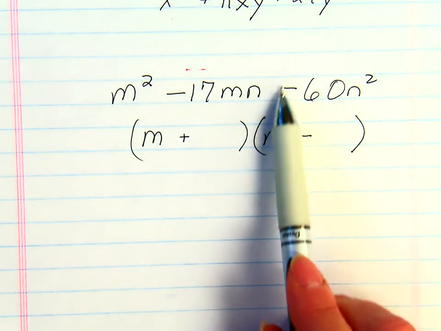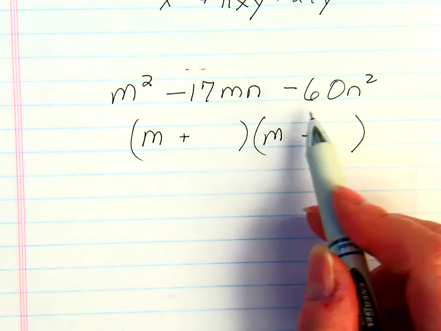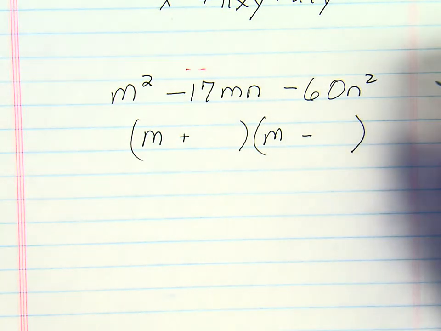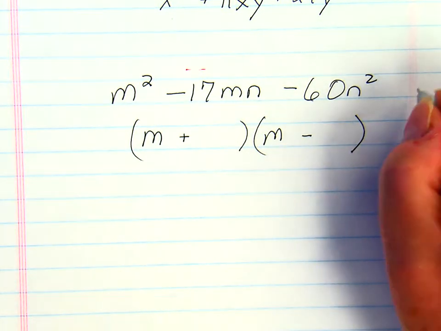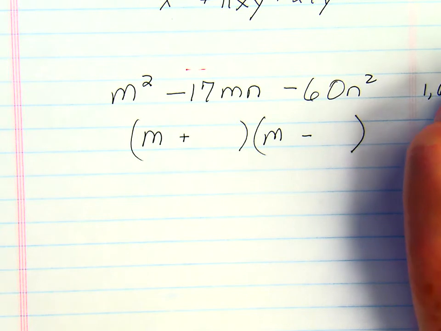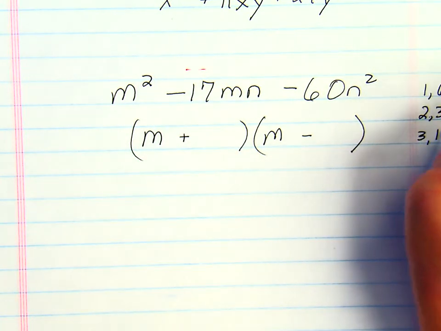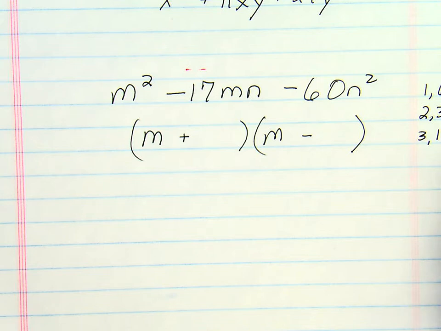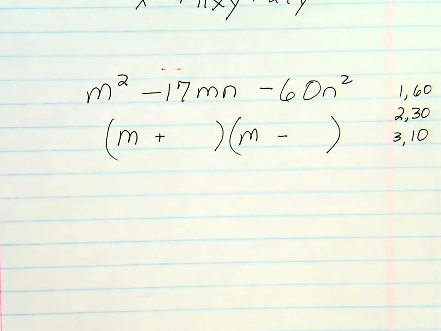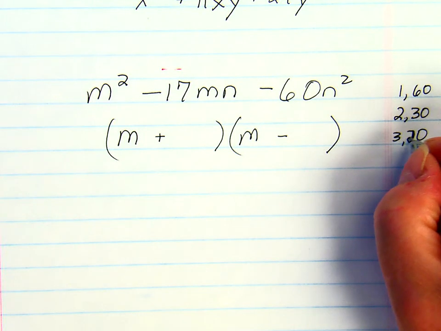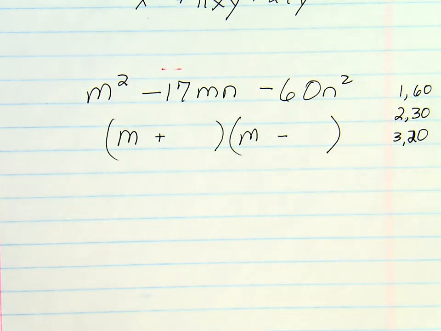I can always tell by my negative c. Okay, so now I'm looking at having a negative and a positive, so I have to look at it a little differently. So my factors 1 and 60, now that's not going to do it. 2 and 30, that's still not going to do it. 3 and 10, yeah, that's not going to do it. Well, since 3 and 10 don't work anyway, it's 3 and 20.